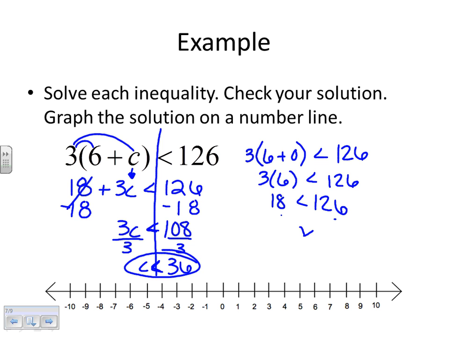So let's come down here and we'll graph c is less than 36. Oh, well, our graph doesn't show 36, does it? So what you do is you can just draw a little mini number line, and we'll write numbers that are around 36. So we have 34, 35, 36, 37. So we'll just have a little makeshift number line here. And we graph 36, so we have an open circle on 36, and we are pointing to the left.